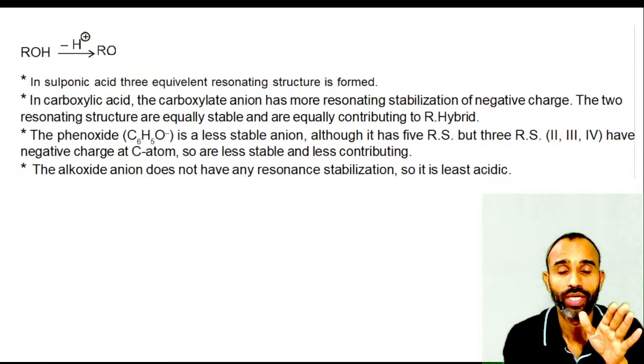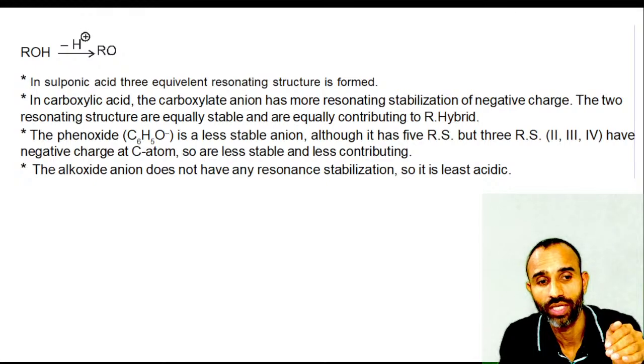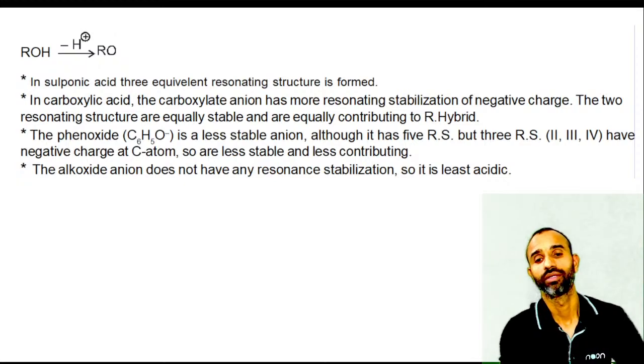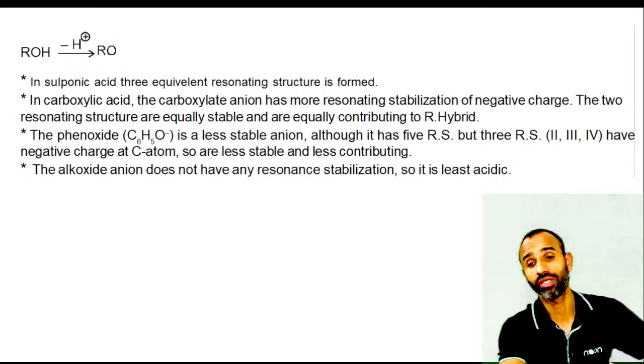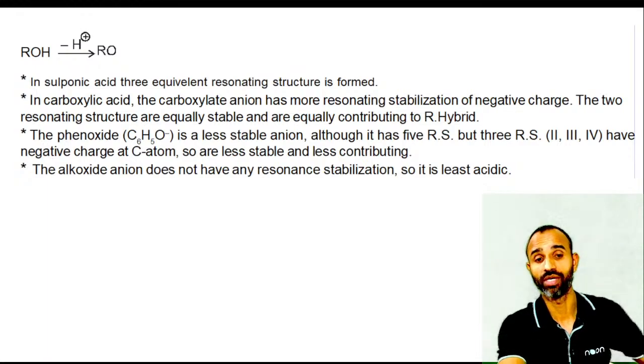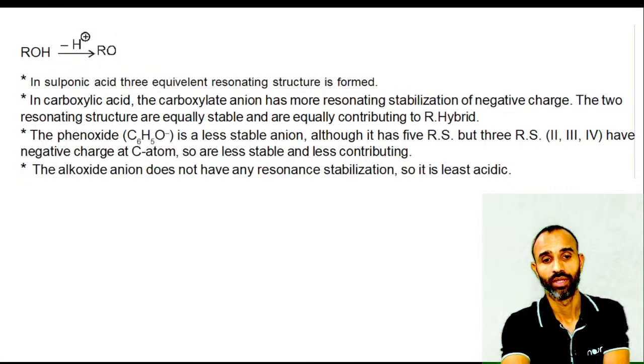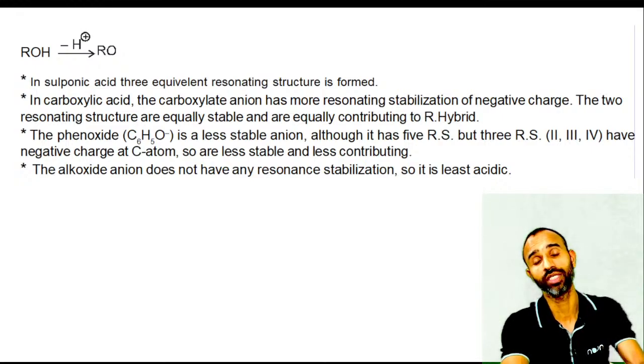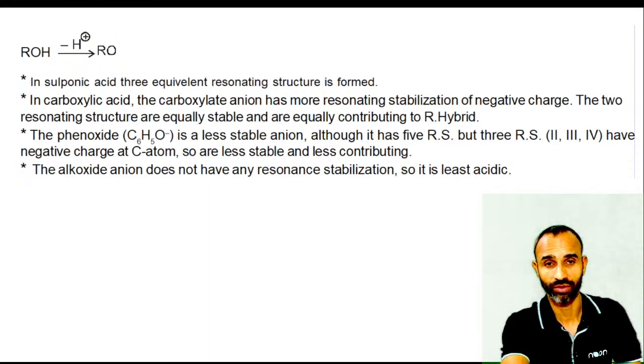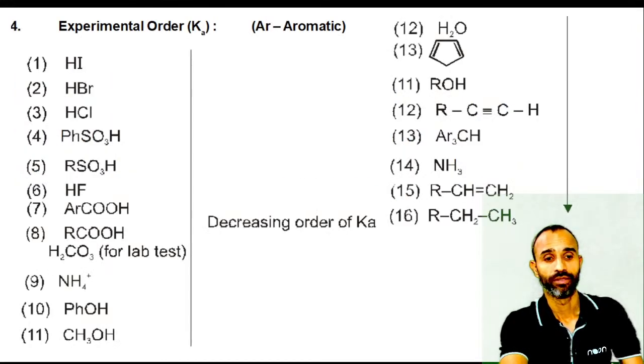So in sulfonic acid there are 3 equivalent structures. In carboxylic acid there are 2 equivalent structures. In phenoxide ion, though it has 5 resonating structures, 3 have negative charge at carbon, so they are less stable and less contributing. And alkoxide ion does not have any resonance stabilization, although it is an electron releasing group, so that will increase the negative charge, meaning it destabilizes the negative charge. This is the order of acidic strengths.